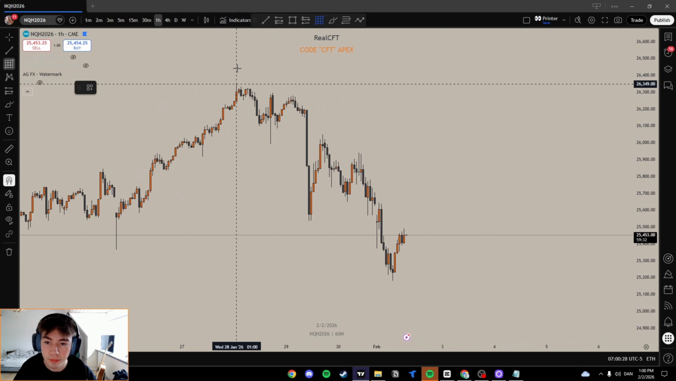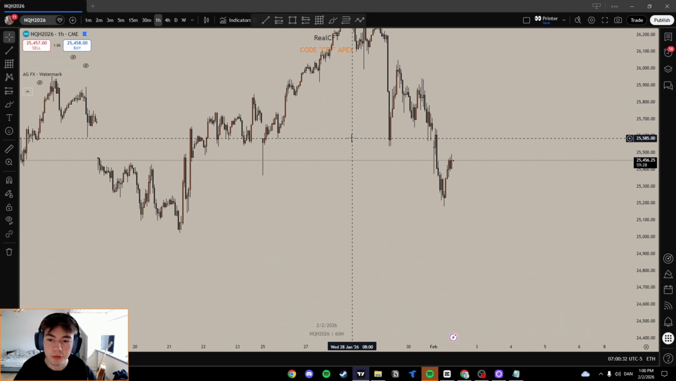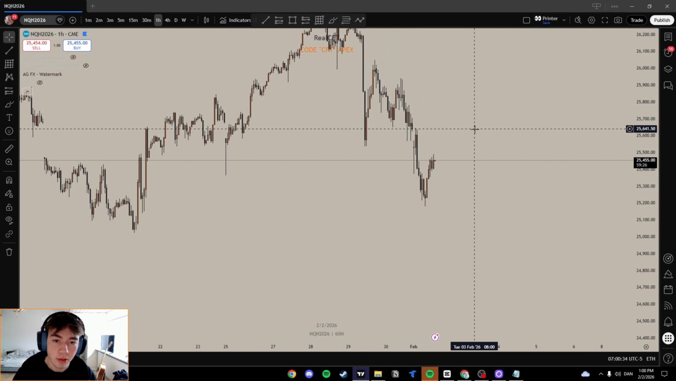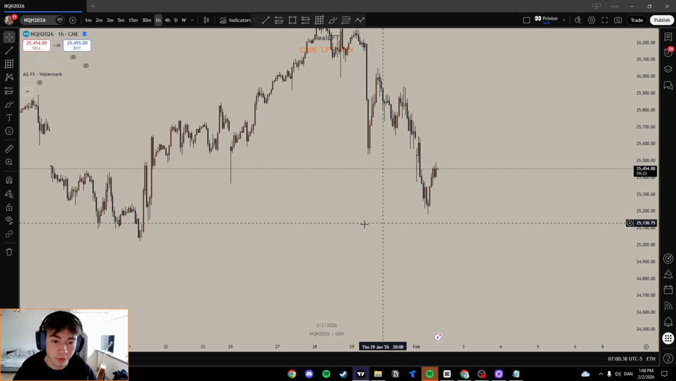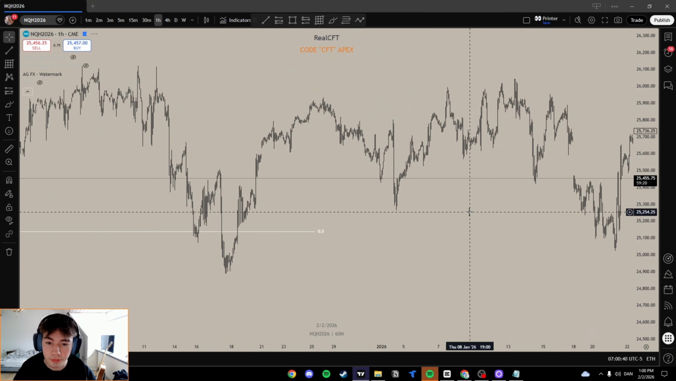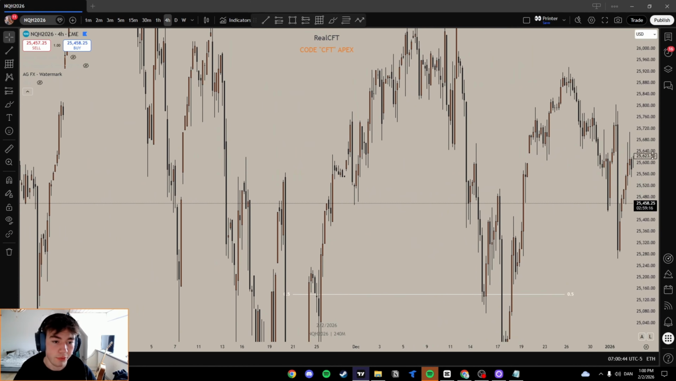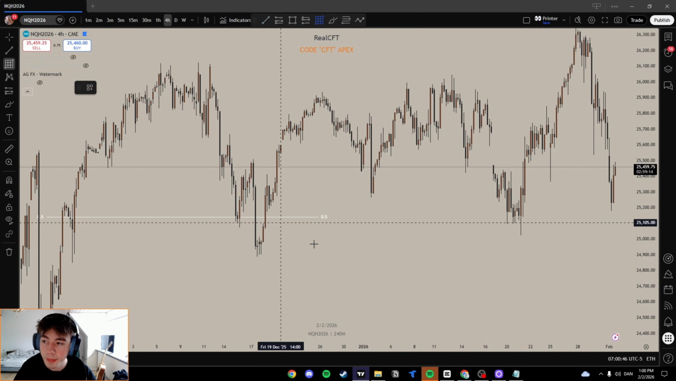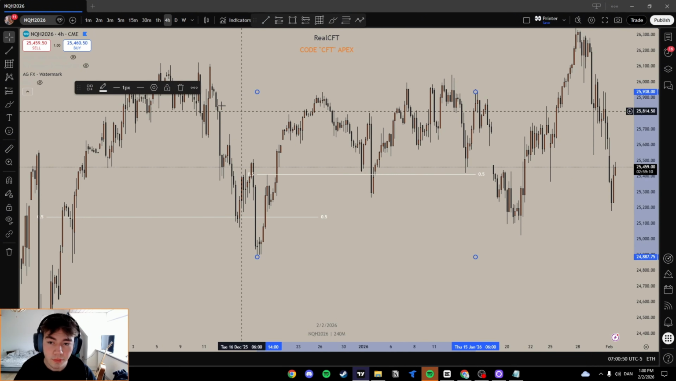And also, like in this case, right here. But we're also gonna be talking about equilibrium legs, because they are also very important for my continuation model especially. But yeah, this is just how you draw the higher time frame EQ of a range. It's just from the low to the high.